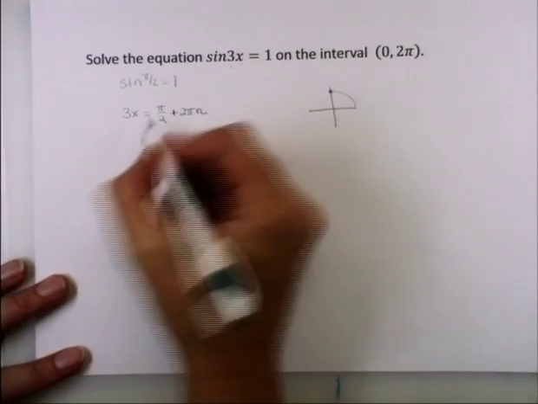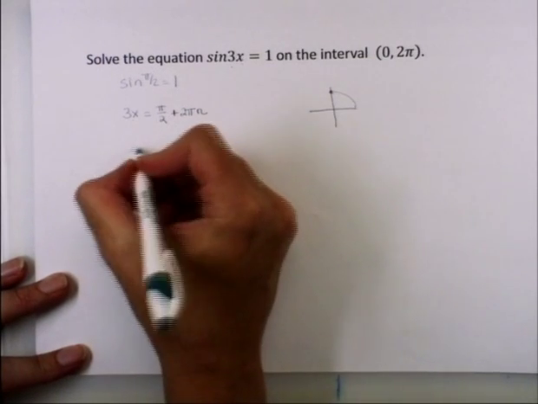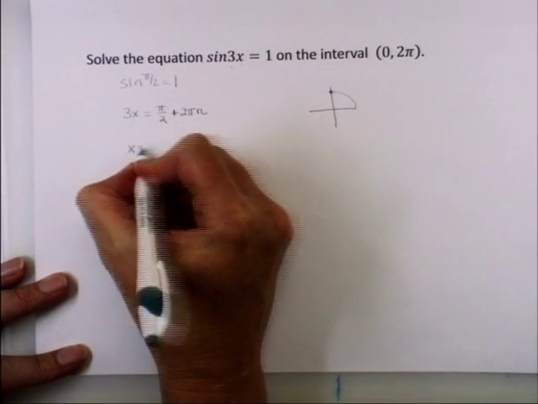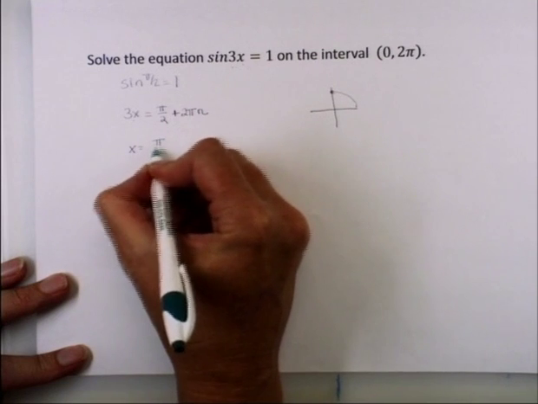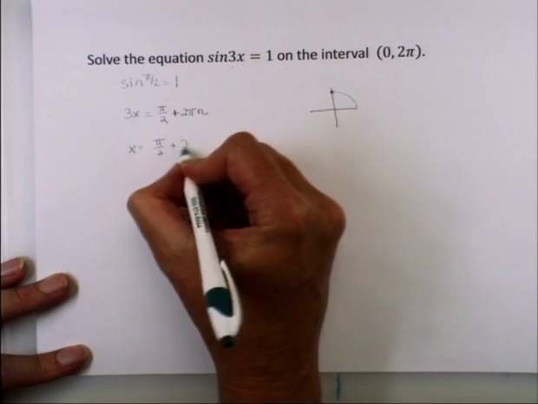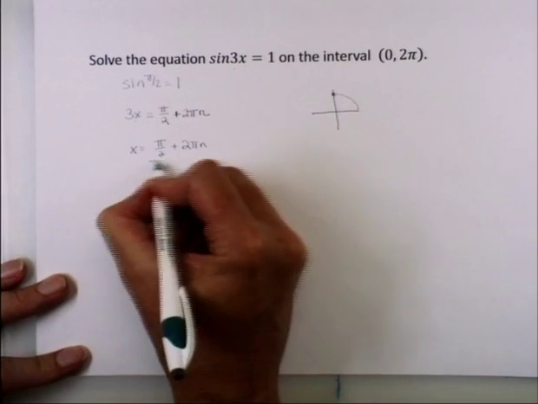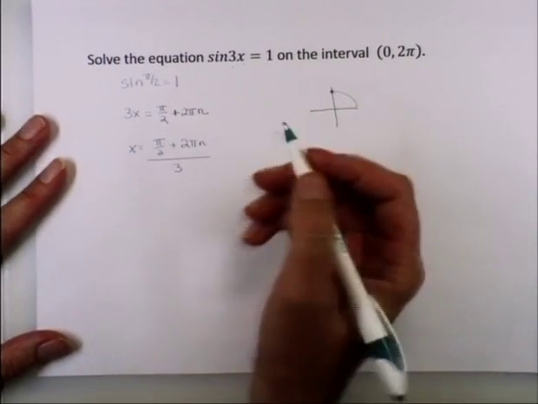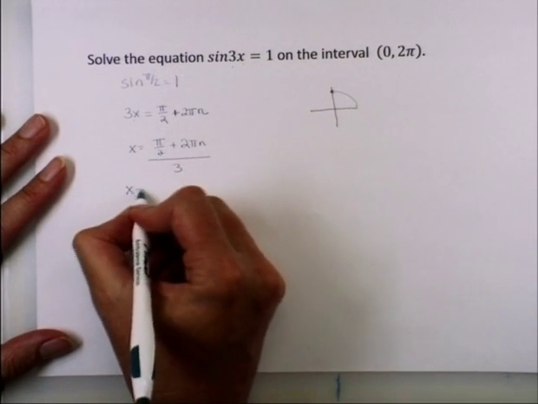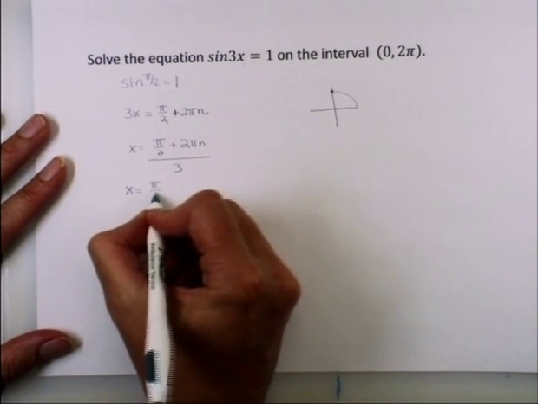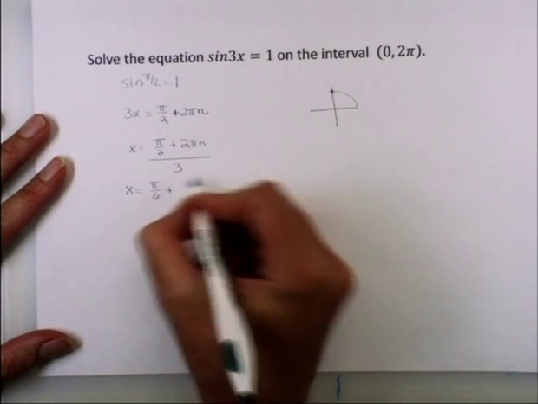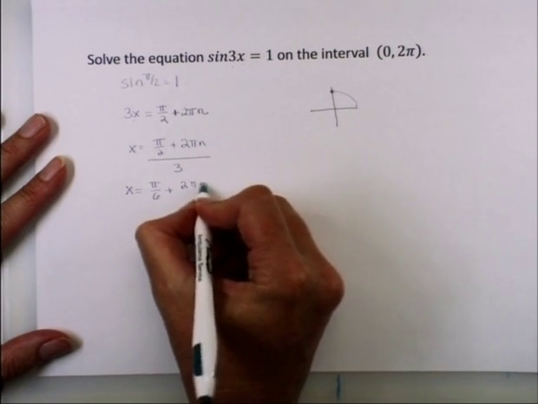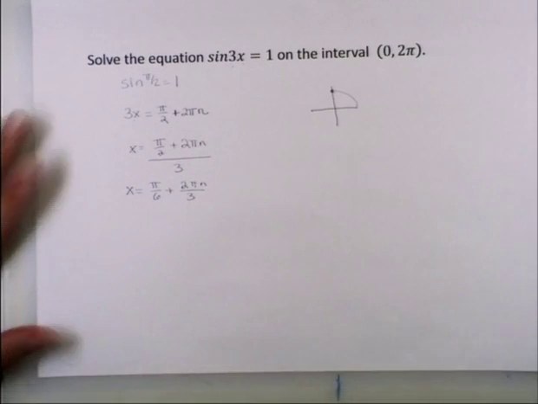So then I'm just going to solve this. I want to solve it for x. So I have that x is equal to pi over 2 plus 2 pi n, and everything gets divided by 3. So fractions and fractions, I don't like those, so I'm going to change those to x equals pi over 6 plus 2 pi n over 3.